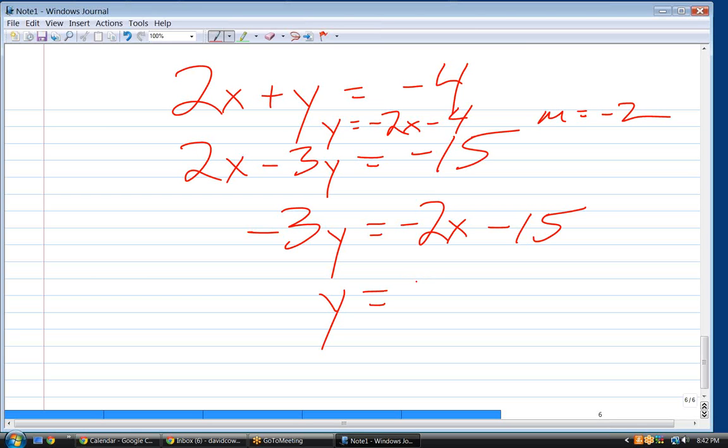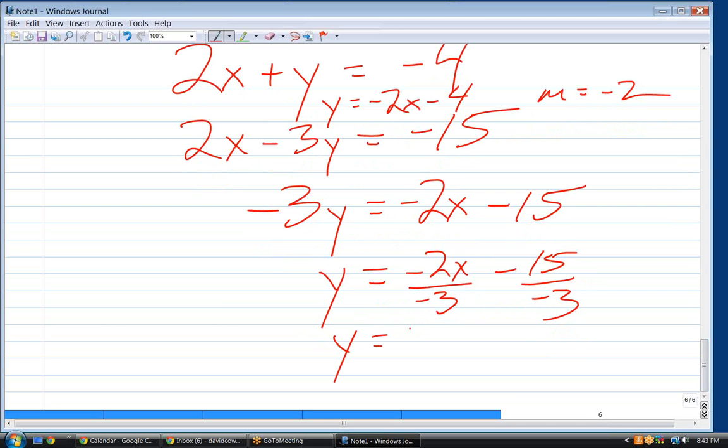What do you do with, like, the 3? I'm going to divide both sides by minus 3. That'll leave just y on there. So now I have this, and that simplifies to y equals 2/3 x plus 5. Slope is 2/3. No perpendicular. If the slope was 1/2, then this line would be perpendicular to that line.